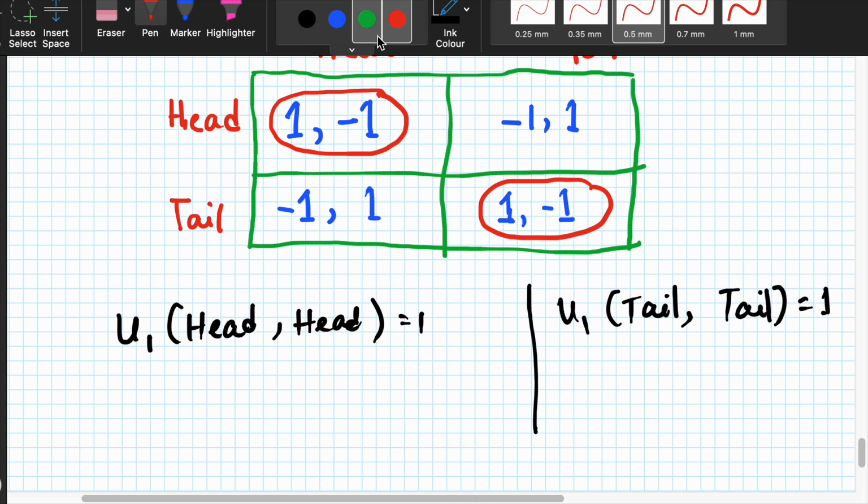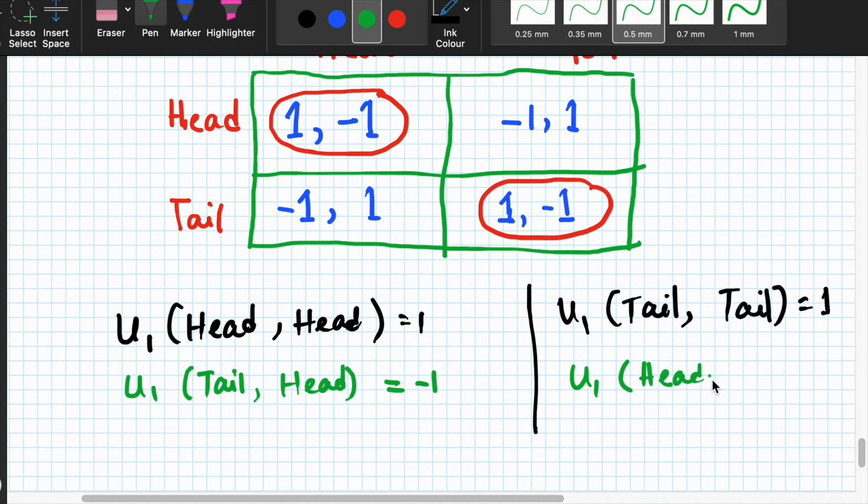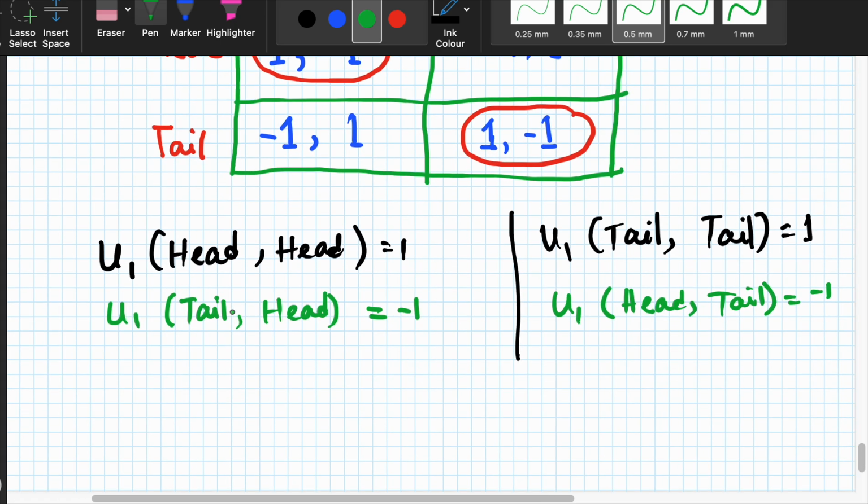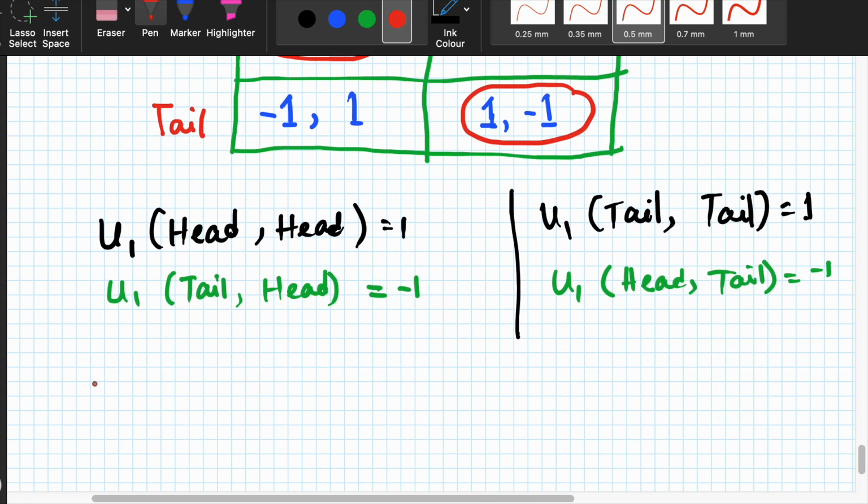Now the question is, does player 1 want to change from head to tail? No, because in tail-head he will get minus 1. Similarly here, from tail to head, no. So in these two cases player 1 has no incentive to change from this action profile. However, let us see the same situation from player 2's perspective.